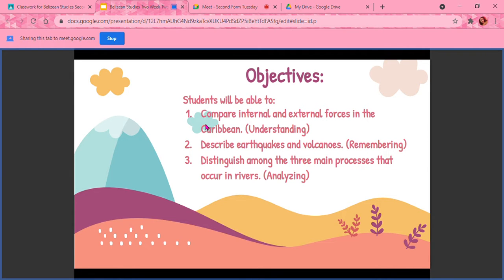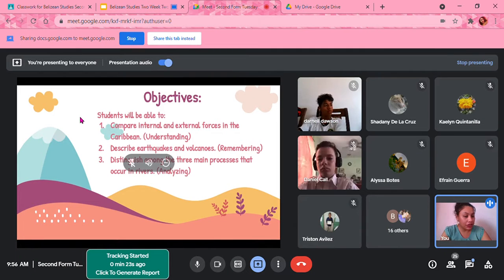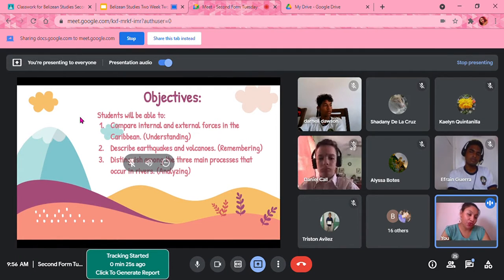So what we want to do this week is compare internal and external forces in the Caribbean. We want to describe earthquakes and volcanoes, and we want to distinguish among the three main processes that occur in rivers. So this is what we want to accomplish content-wise this week.